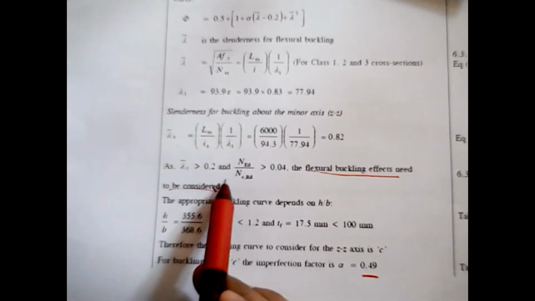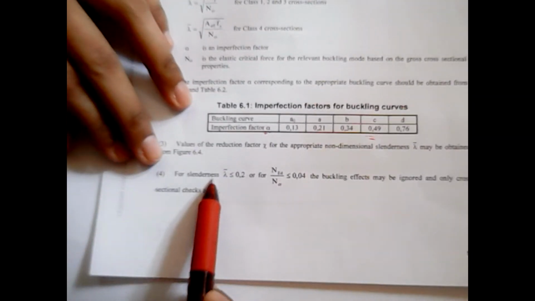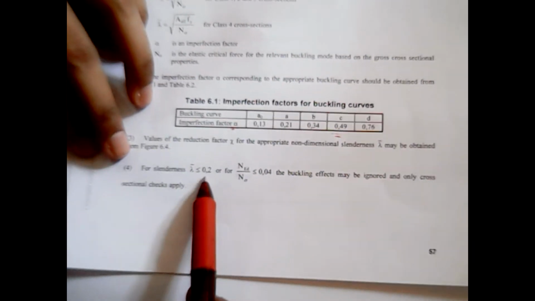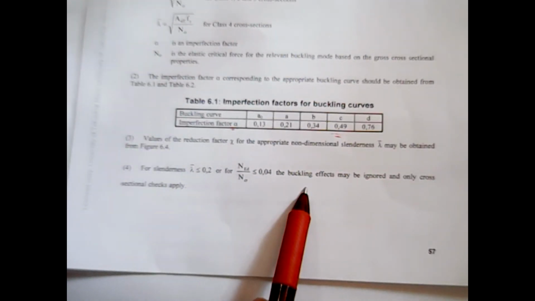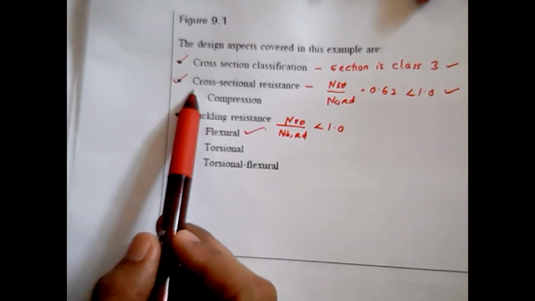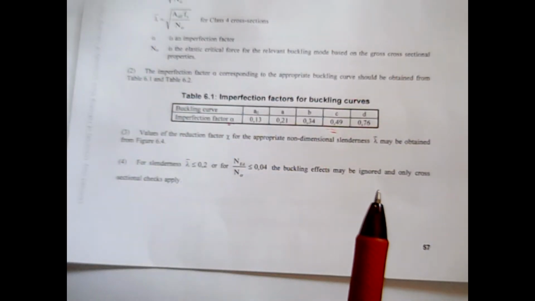So what happens if it complies with these conditions? If your case complies with this condition, it means that you don't need to check for flexural buckling resistance. You can just go up to compression resistance. That's what it means.